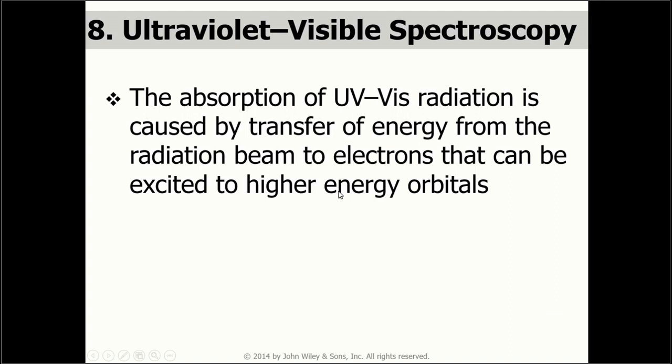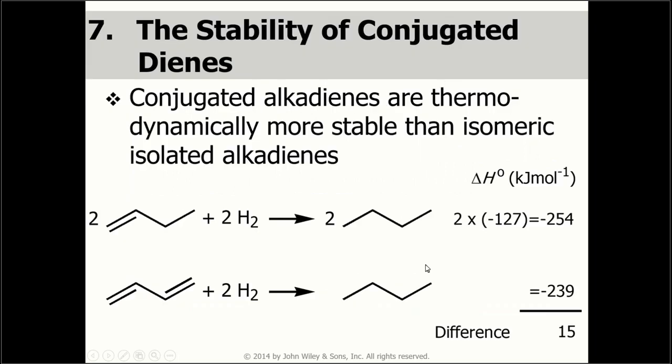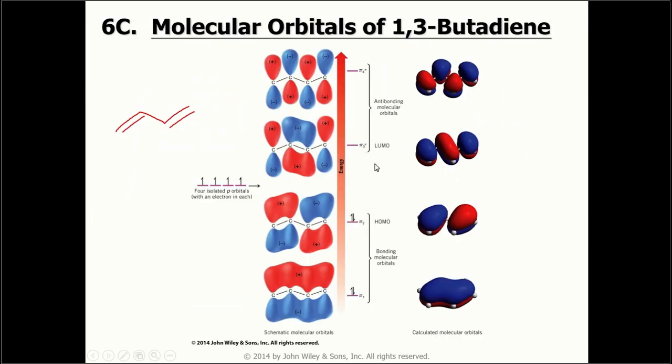Okay, that's it for conjugated systems. Next time we'll start talking about ultraviolet visible spectroscopy, or UV-vis spectroscopy. And UV-vis spectroscopy is really going to focus on this HOMO-LUMO gap. So please try to remember that for next time.